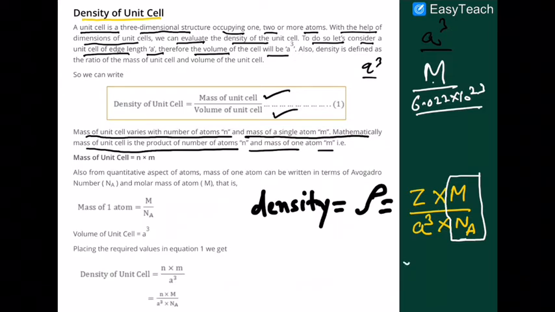Okay, so you can say that now. So Z, number of atoms, into mass of one atom divided by a cube. So the value comes out to be in gram per centimeter cube. Are you getting that? So Z is the number of atoms in the unit cell, molar mass in grams divided by Avogadro number into a cube. So that's how you are going to solve.